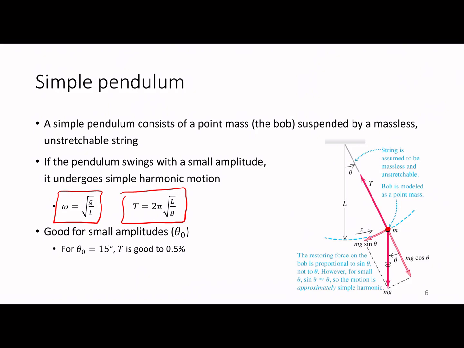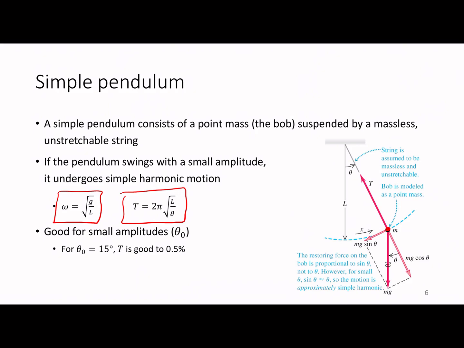So to give you a sense, if theta is 15 degrees, which is, what is that? Around 0.3 radians, don't quote me on that. You're still very, very close to simple harmonic motion. If you use this formula, you'll be almost exactly right with your period up to about 0.5%. So that's a part in about 200. So it's a very good approximation at small angles.